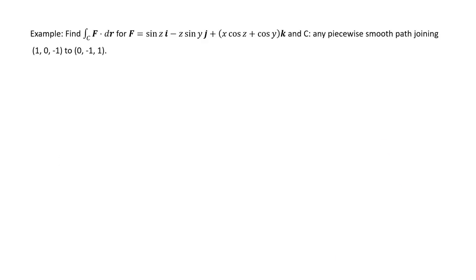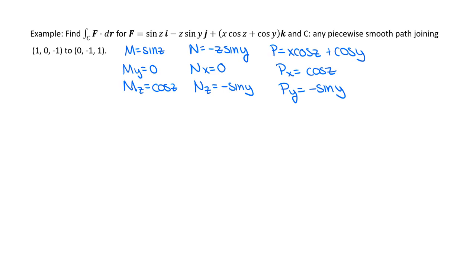All right. So let's do another example. Let's see how this works for something with 3 dimensions. Let's see if we can find the integral of f dot dr for the vector field sine of z i, minus z sine of y j, plus x cosine z plus cosine y k. And they're telling us that our path, c, is any path that connects the points 1, 0, negative 1 to 0, negative 1, 1.